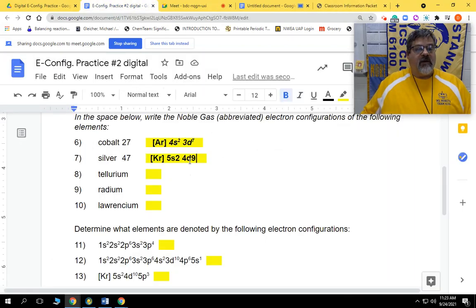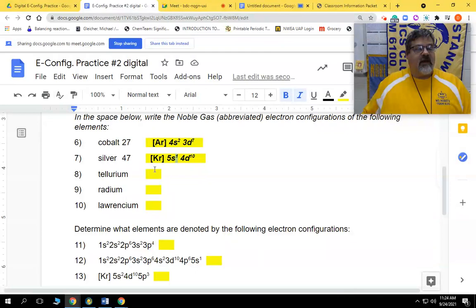Now we do have something about that 4d9. If you remember, it's one of the exceptions to the Aufbau principle. How do we fix that? We change that to a 10, but we have to change the previous s to a 1. That gives us 36, 37 plus 10 is 47. We should be good with that. Let's italicize that, but we also have to make these superscripts. This is just as easy as writing it out, you just have to get used to doing it.